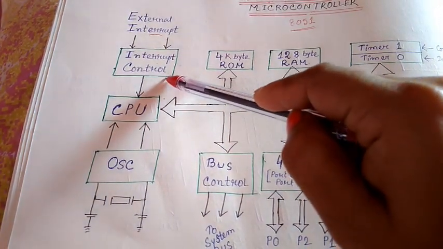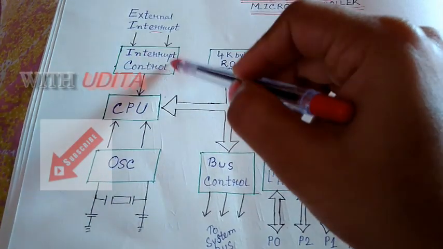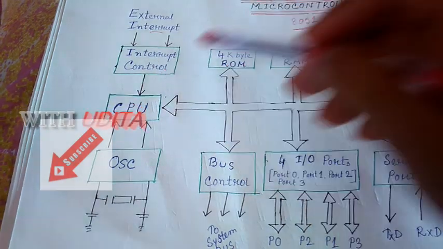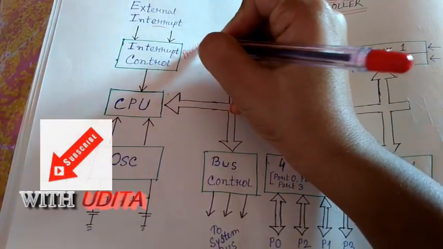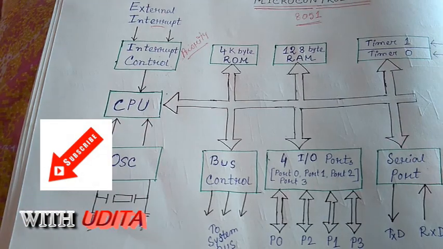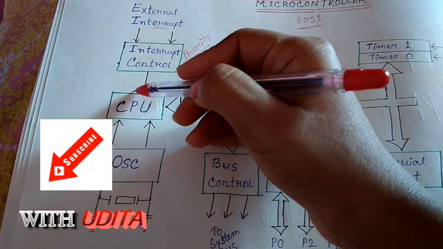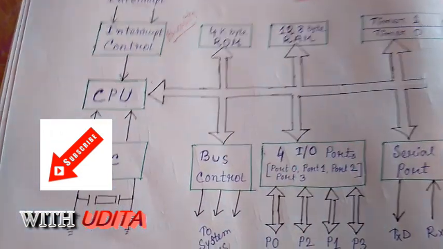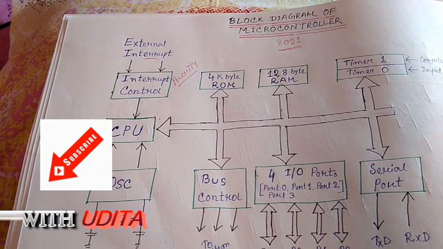Today is only a brief description about interrupts, and these interrupts come through the interrupt control block. The interrupt controller controls which type of signal comes first and which one next. That means the priority of the interrupts is controlled by the interrupt controller, and this interrupt controller goes to the CPU unit.